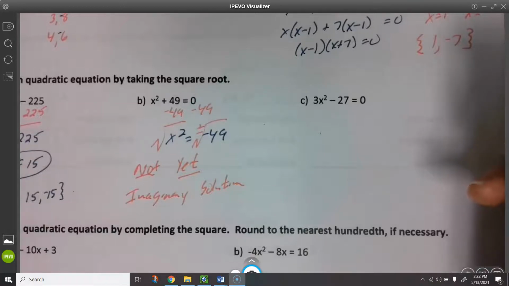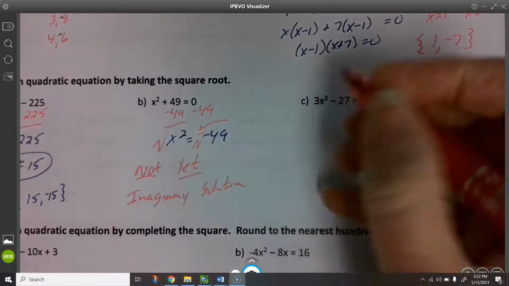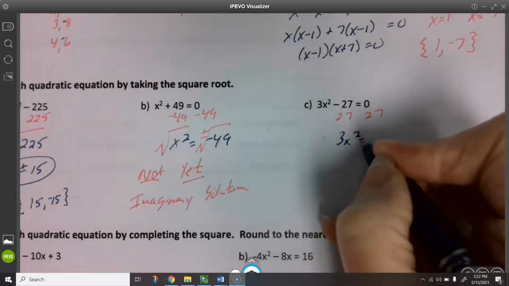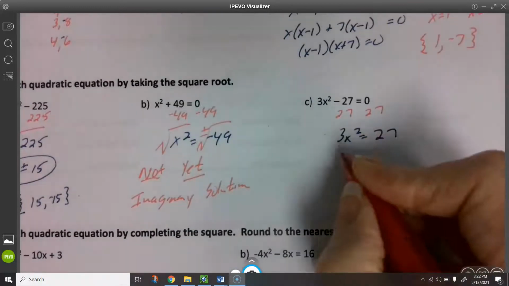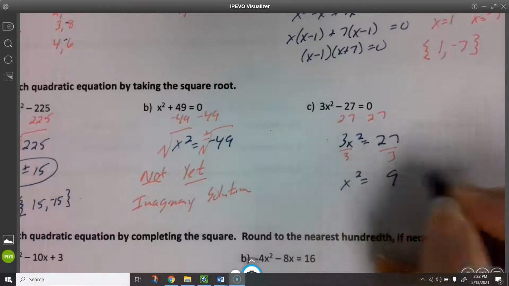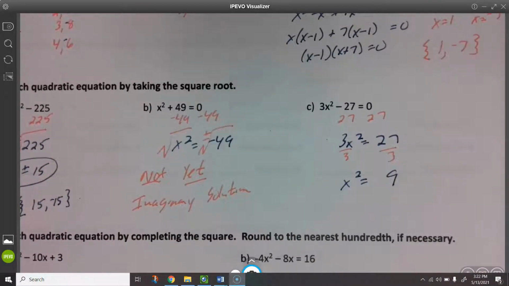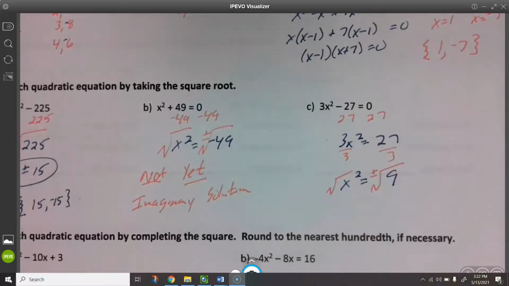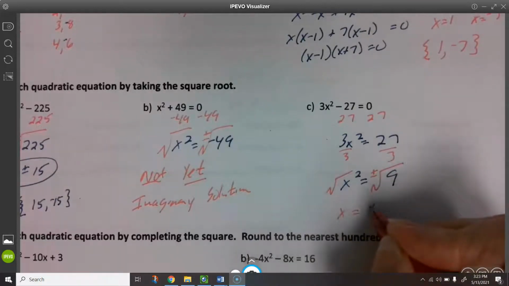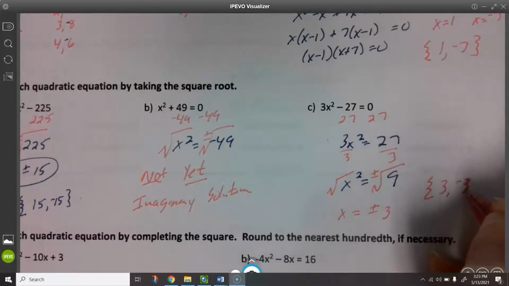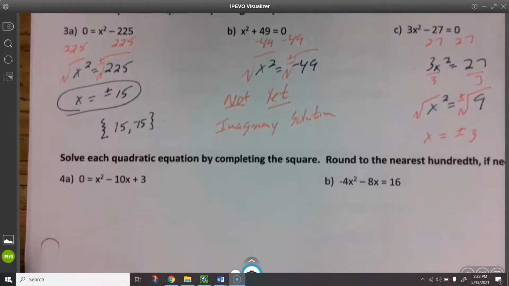Pause it. Yes, do it. Okay, so I'm going to move the 27. I have to get the squared term by itself, so I'm going to divide by 3. And you can see why this method is loved by most people, because look how fast it is. But you have to have a square term in order for it to work. Take the square root of both sides. We put a radical on. We have to put a plus or a minus. Square root of 9 is 3. So 3 and negative 3. Good. Oh, yay!